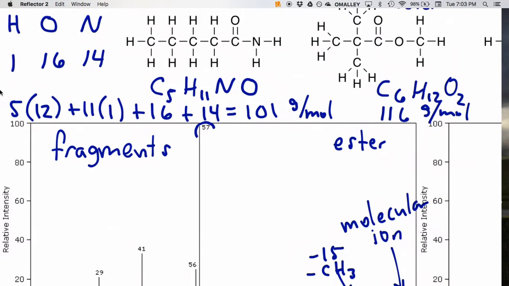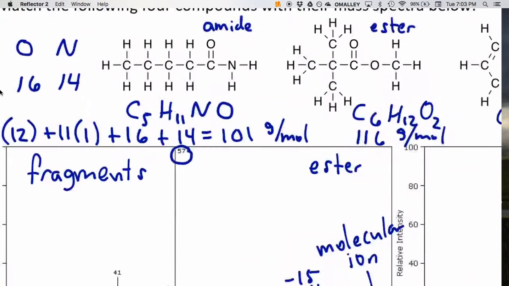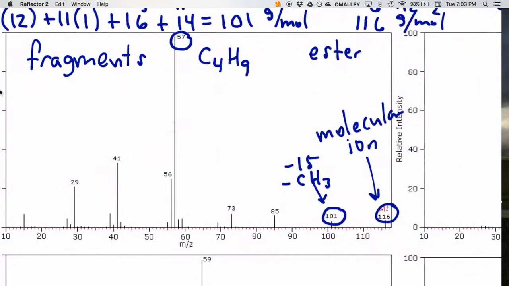This large peak, called the base peak, at 57 seems to be what's left over if I broke the molecule at this carbon-carbon bond, because 57 is what you get when you add up 4 carbons and 9 hydrogens, and that's exactly what this left half of the molecule looks like. So we can use the fragments to figure out either what was lost or what's left over, and they all show up in a variety of relative abundances.